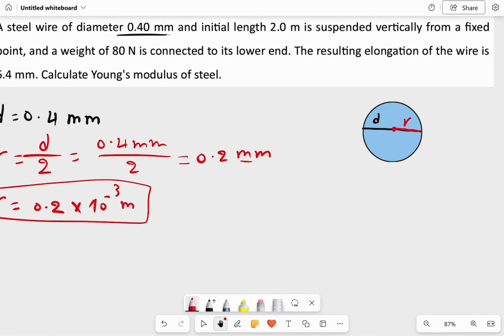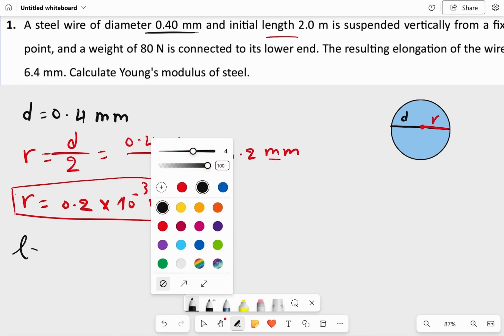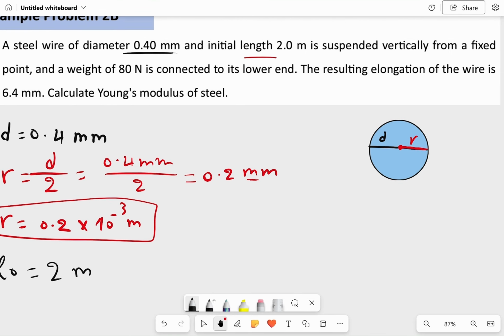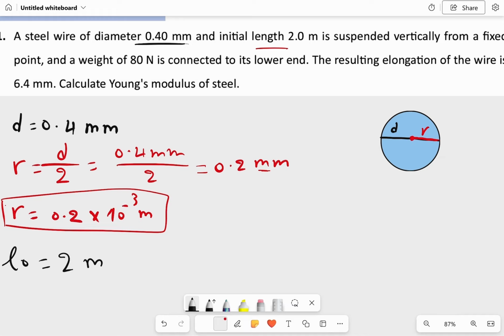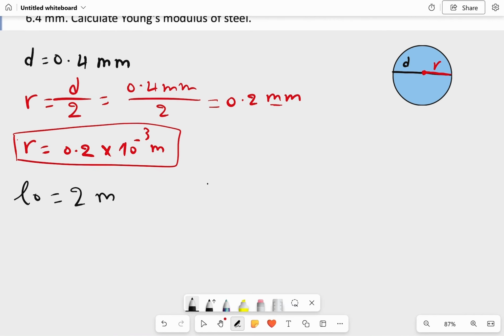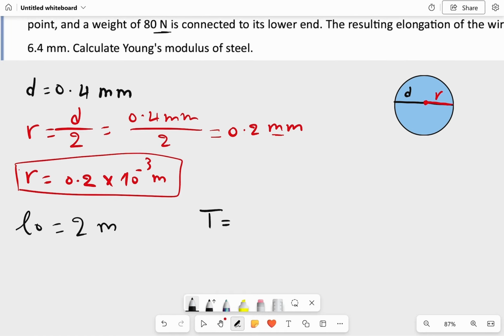It says initial length is equal to 2 meters. If it says length only, it's initial length, even if it doesn't say initial length. So initial length is equal to 2 meters. This 0 doesn't make any sense even if you write it in the calculator, so it's basically 2 meters. It is suspended vertically from a fixed point and a weight of 80 Newton. If you have Newton, it's always force. So tension is equal to 80 Newton.